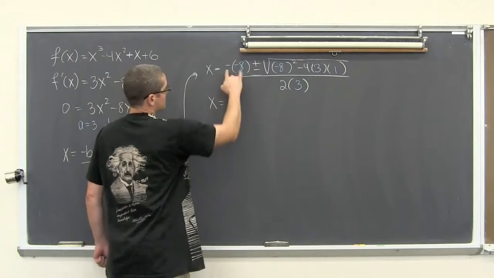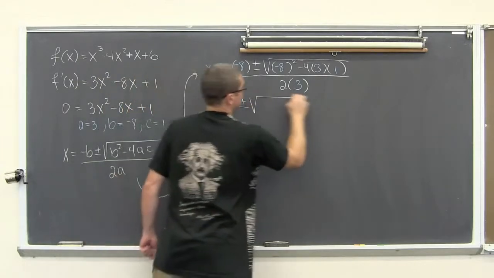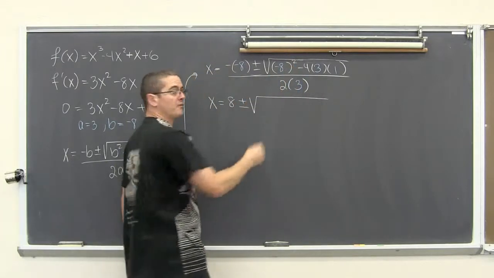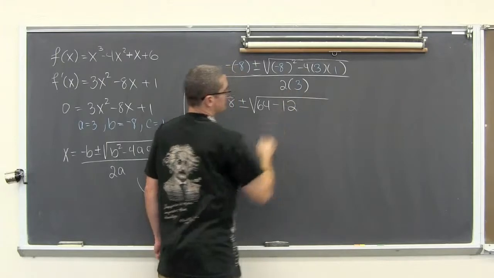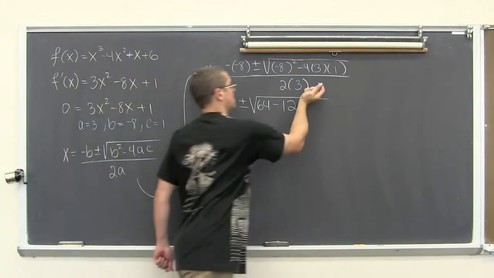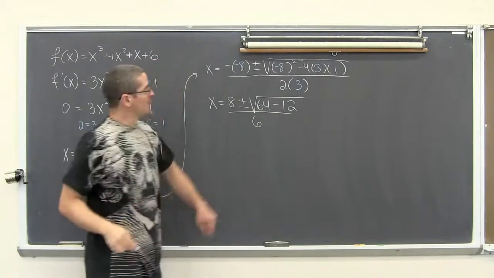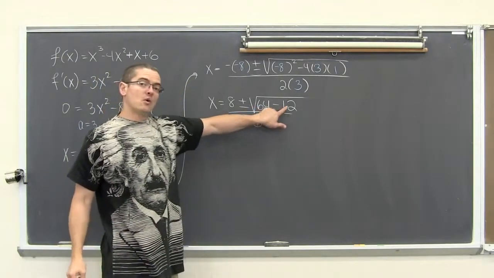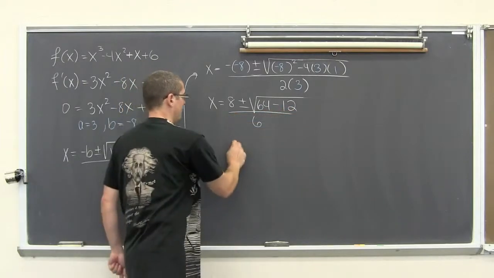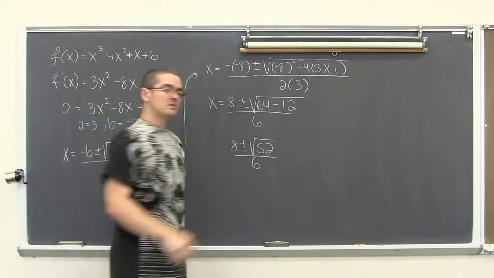So we have x is equal to positive 8 plus or minus the square root. Negative 8 squared is 64, minus 12 from negative 4 times 3. That's a little bit long now. All over 2 times 3, which is equal to 6. 64 minus 12 is 52. So we have 8 plus or minus the square root of 52 over 6.